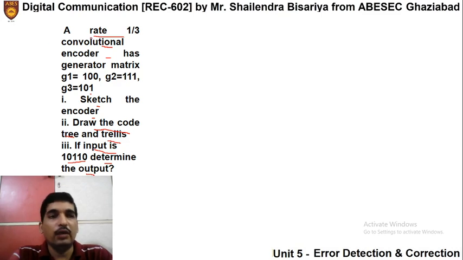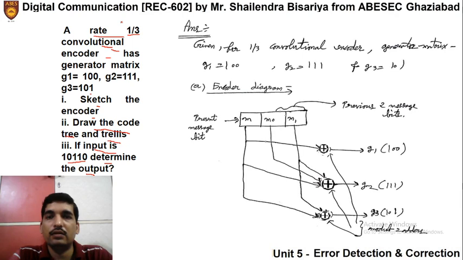Now the first part: a rate 1 by 3 convolutional encoder. A rate 1 by 3 is what? K by n. That means 1 message bit and a 3-bit shift register. The generator sequences are given to us as G1 is 100, G2 is 111 and G3 is 101. These are the outputs.